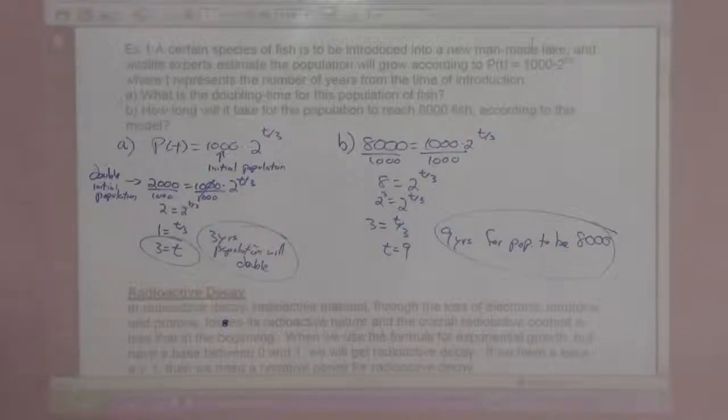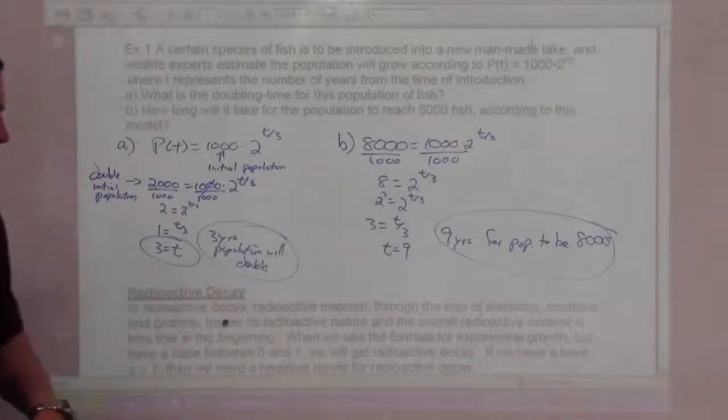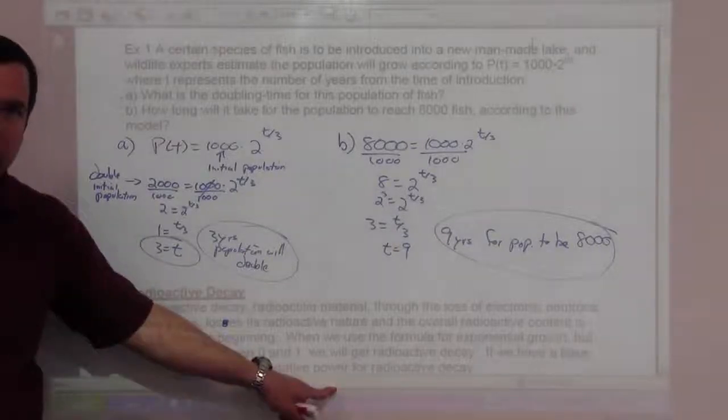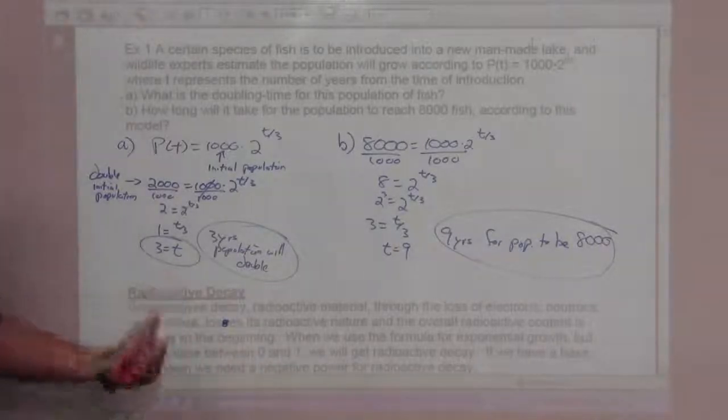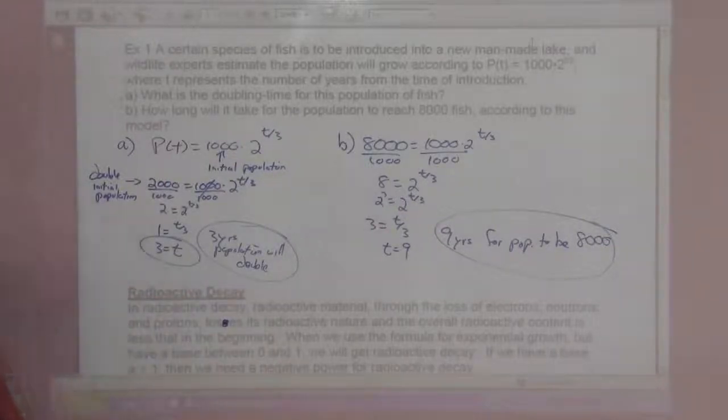When we use the formula for exponential growth but have a base between 0 and 1, we will get radioactive decay. If we have a base a bigger than 1, then we have a negative power to give us decay. So either we have a base between 0 and 1 to give us decay, or we have a negative power to give us decay.